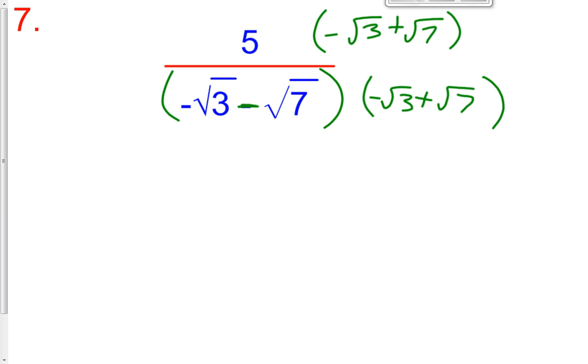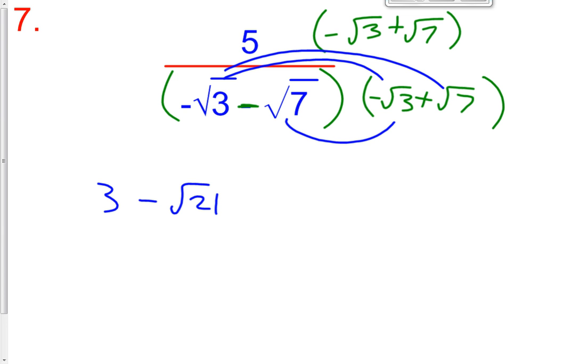We'll multiply the denominators first so you can get a good look at what's happening. We have a negative square root of 3 times a negative square root of 3. A negative times negative is a positive, and square root of 3 times square root of 3 is 3. So there's our first term. Our outside term, a negative times a positive is a negative, and square root of 3 times square root of 7 is square root of 21. Inside, a negative square root of 7 times a negative square root of 3. A negative times negative is a positive, and square root of 7 times square root of 3 is a positive square root of 21. And then my last term is a negative square root of 7 times a positive square root of 7. A negative times a positive is a negative, and square root of 7 times square root of 7 is 7. So there's our denominator.